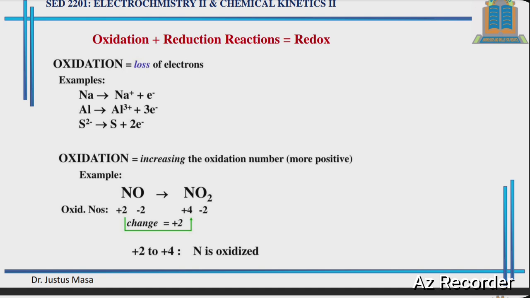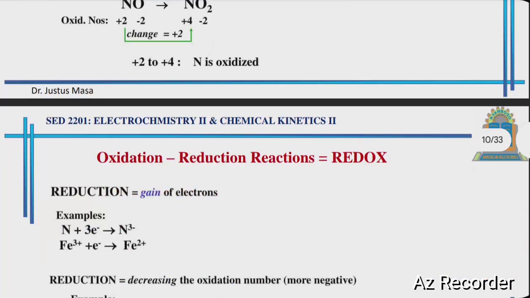Oxidation normally causes an increase in oxidation number, or the oxidation number gets more positive. For example, we can see nitrogen monoxide being oxidized to nitrogen dioxide. If you capture the oxidation state of nitrogen in nitrogen monoxide, it's slightly lower than the oxidation state of nitrogen in nitrogen dioxide. So when oxidation occurs, the oxidation number will get more positive. That implies the nitrogen is getting oxidized.